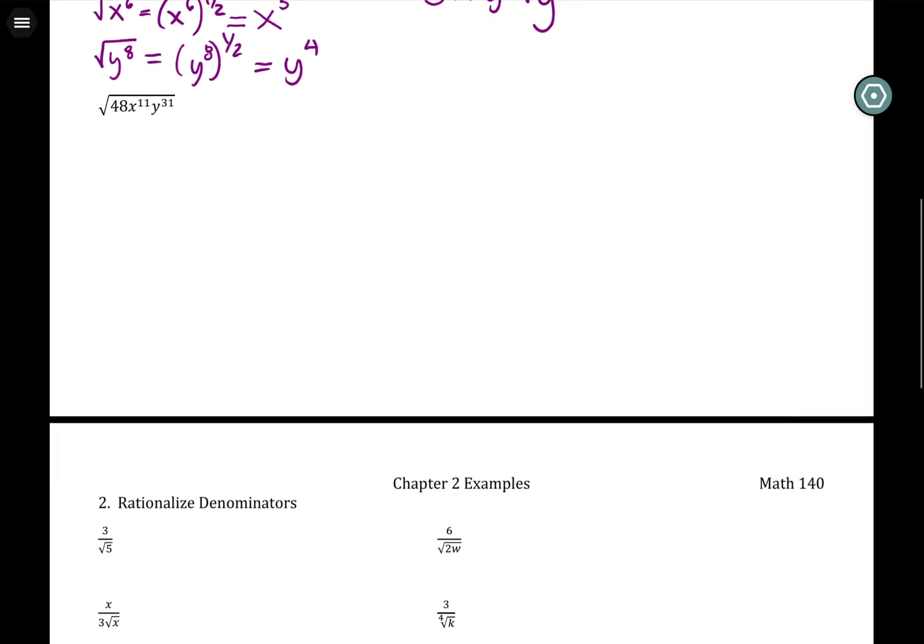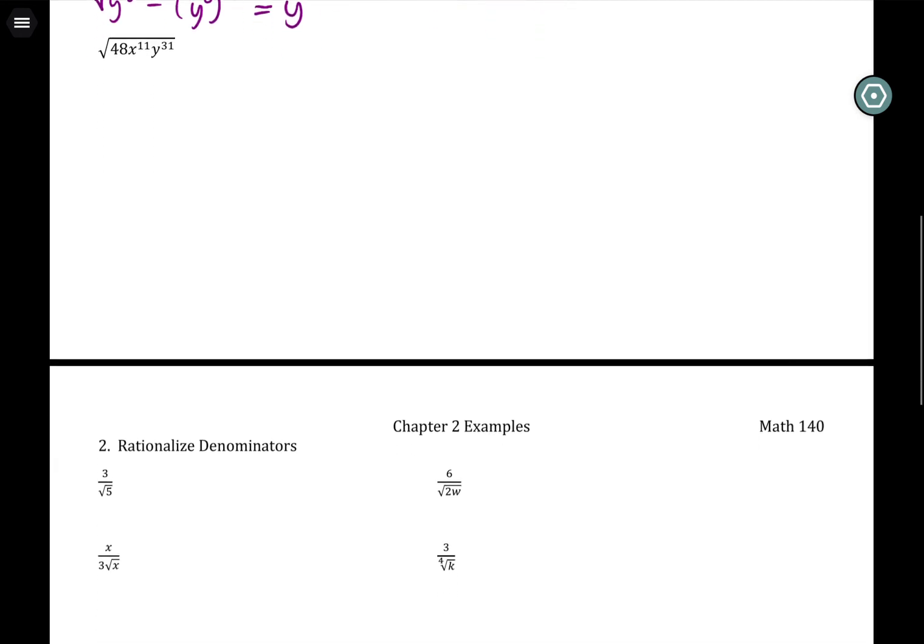Okay, last one. 48 x to the 11 y to the 31. So these numbers sometimes get kind of big. And the bottom line is, it doesn't really matter how big that number is. All that matters is if you're taking a square root, is it divisible by 2? If you're taking a cube root, is it divisible by 3? If you're taking a 4th root, is it divisible by 4? And so on. So here, I can start with the 48.